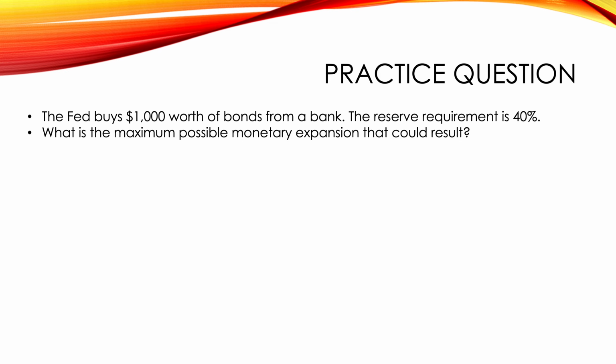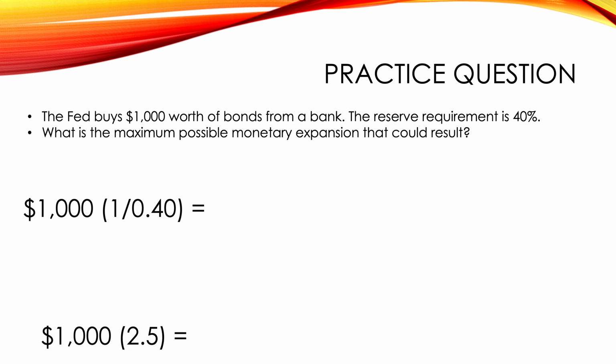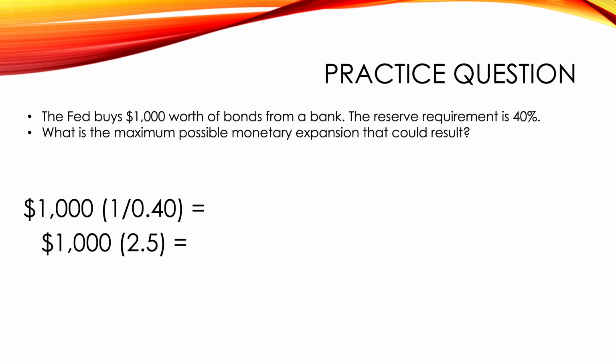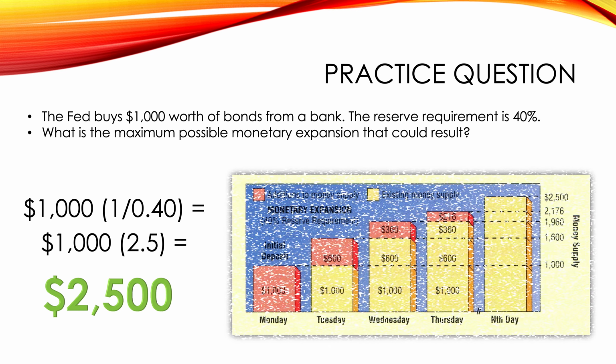So the first thing you've got to do is get your multiplier, right? Your multiplier is 1 divided by the reserve requirement. In other words, 1 divided by 0.4, and that's going to give you 2.5. So the maximum possible monetary expansion is $2,500.